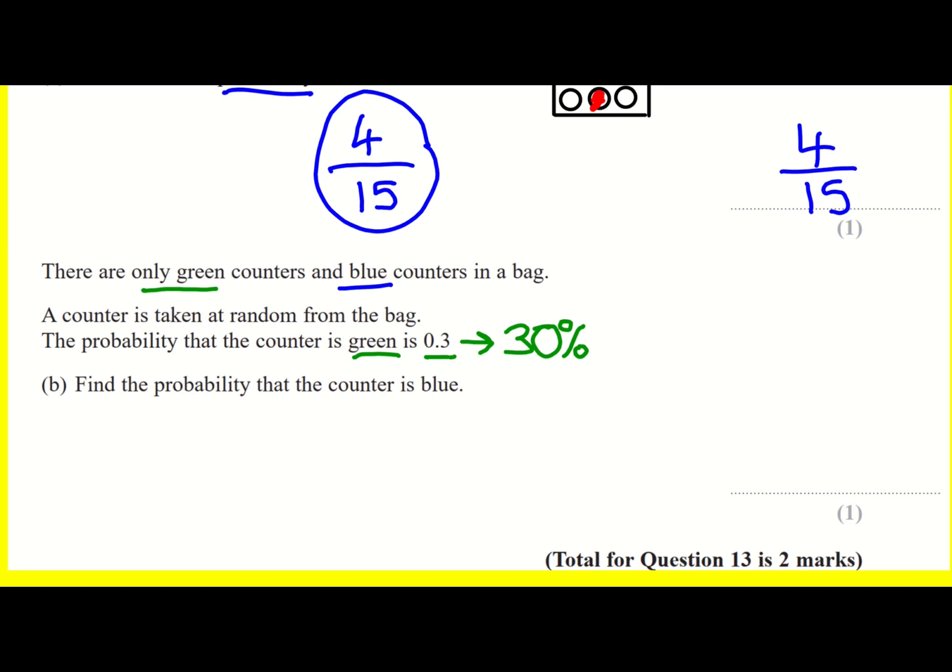Well, if the chance or the probability of picking a green is 30%, then the chance of picking blue must be the percentage that makes that up to 100%, because you can't get any more than 100% chance of picking either a green or blue. And indeed, that's why probability can only take a maximum value of 1 or 100%. So the percentage that you have to add to 30% to get to 100% is 70%.